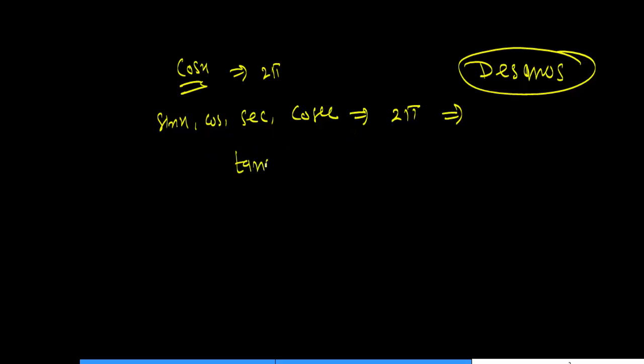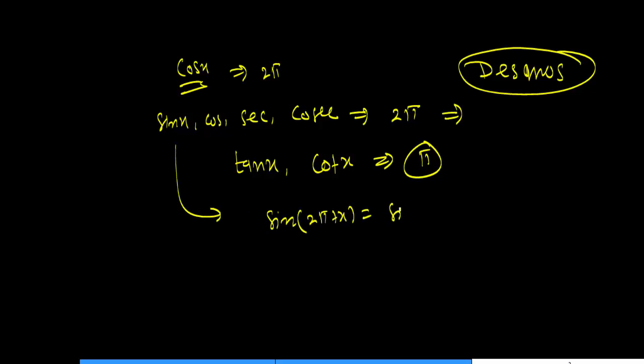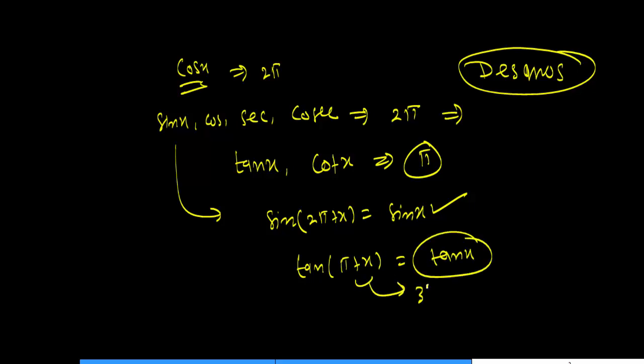Similarly, for tan x and cot x, their period is pi. You will get it from their graph itself, or by a simple logic: if I say sin of 2 pi plus x, isn't it sin x? Yes, so that's the same. Similarly, tan of pi plus x is tan x only, because pi plus x means the third quadrant, and the third quadrant gives the same answer. So we can say these periods by default.